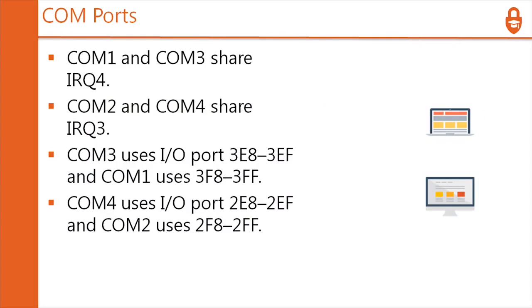COM ports, COM 1 and 3 share IRQ4. COM 2 and 4 share IRQ3. And you can only use one at a time. COM 3 uses IO port 3E8 to 3EF. COM 1 uses 3F8 to 3FF. You need to write these down on flashcards or something to remember them. You need to know this for the test. COM 4 uses IO port 2E8 to 2EF, and COM 2 uses 2F8 to 2FF.